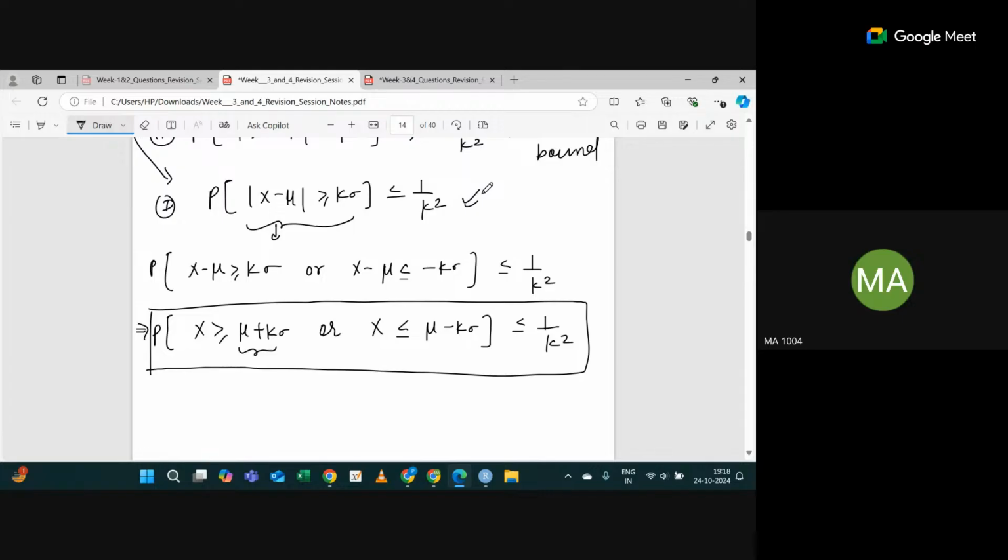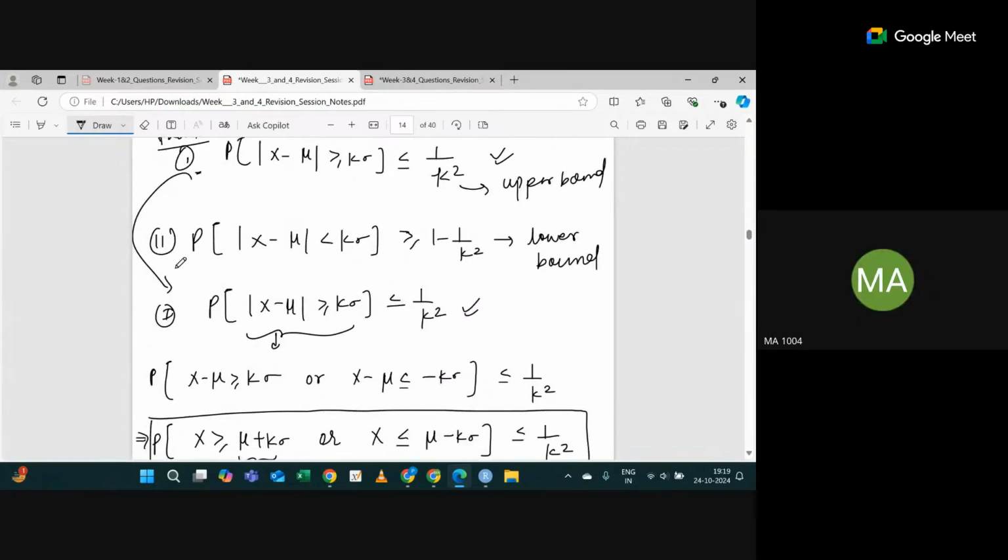Suppose I'm saying X is greater or equal to some value 130 and X is less or equal to some value 70, then find the upper bound for that probability using the Chebyshev inequality. Then you can calculate. Basically, you can simply equate mu plus K sigma equal to that value and mu minus K sigma equal to that value, and you can proceed. Yeah, I will take the example. First of all, this expansion part is clear, which I have done? Okay.